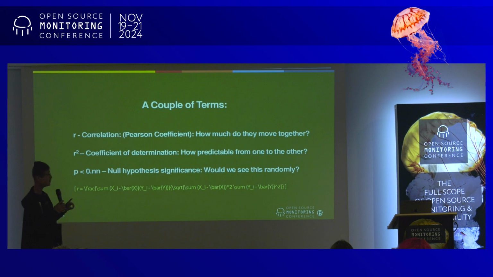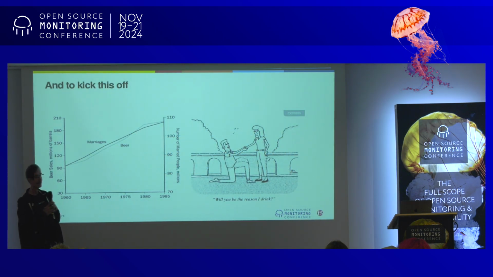A couple of math terms. R is the coefficient, Pearson's coefficient. How much do they move together? R squared, how predictable? If one moves, does the other one move? And then finally, is there something else that could account for this? Could it occur randomly? This, by the way, is what R looks like.